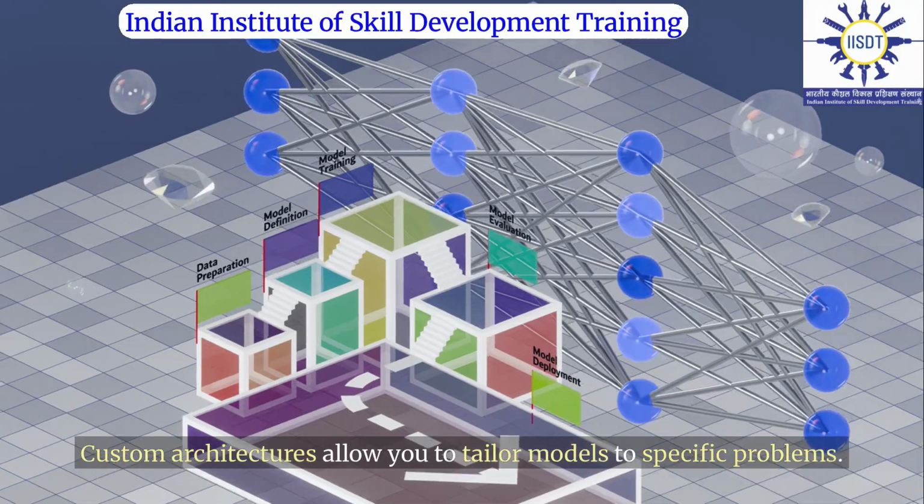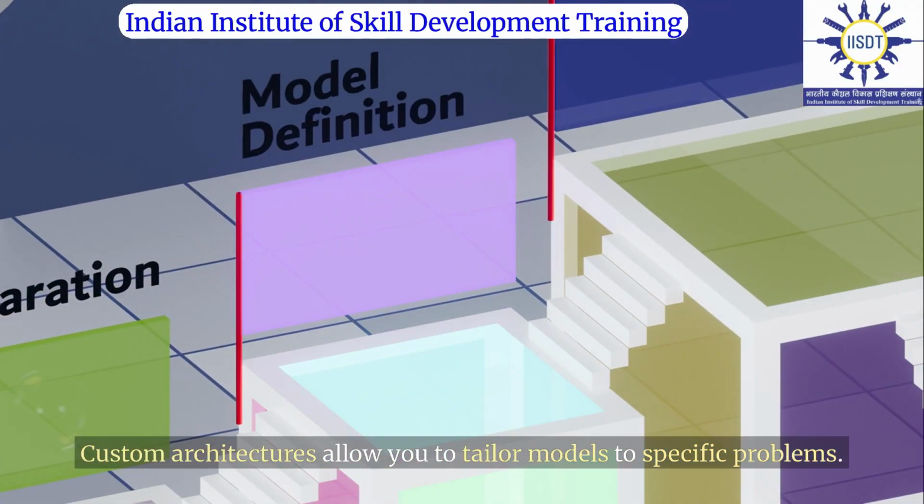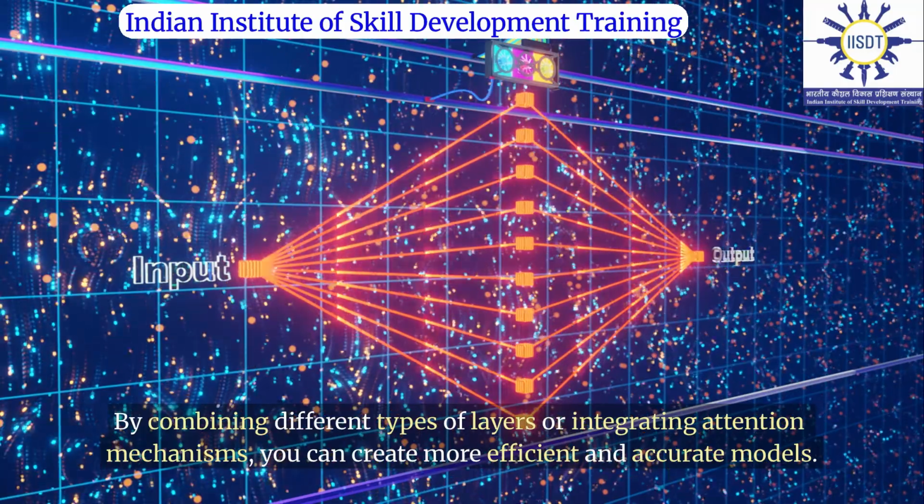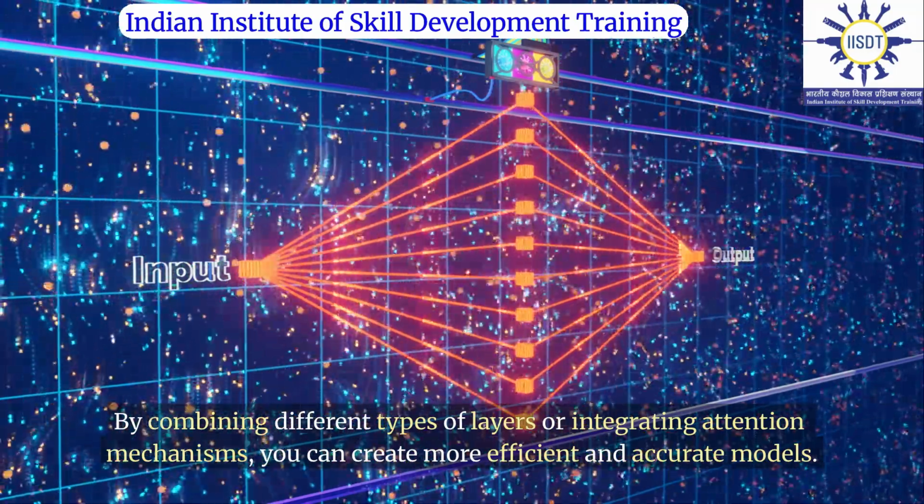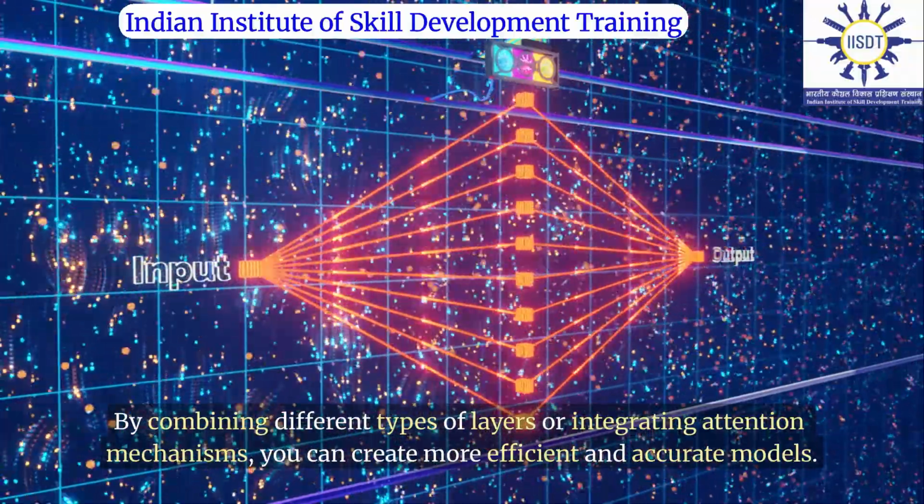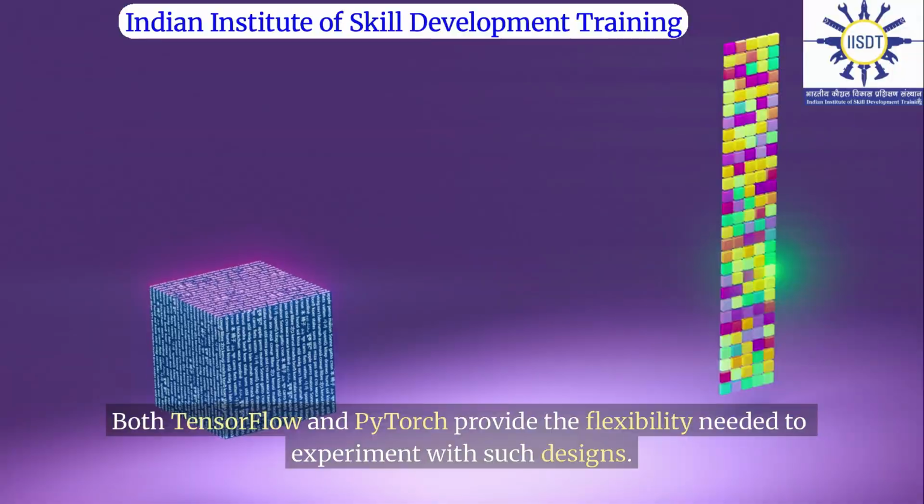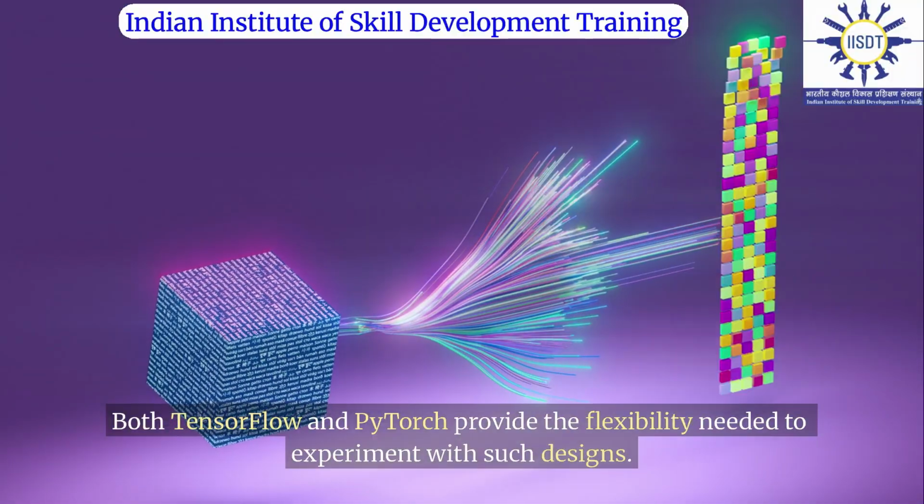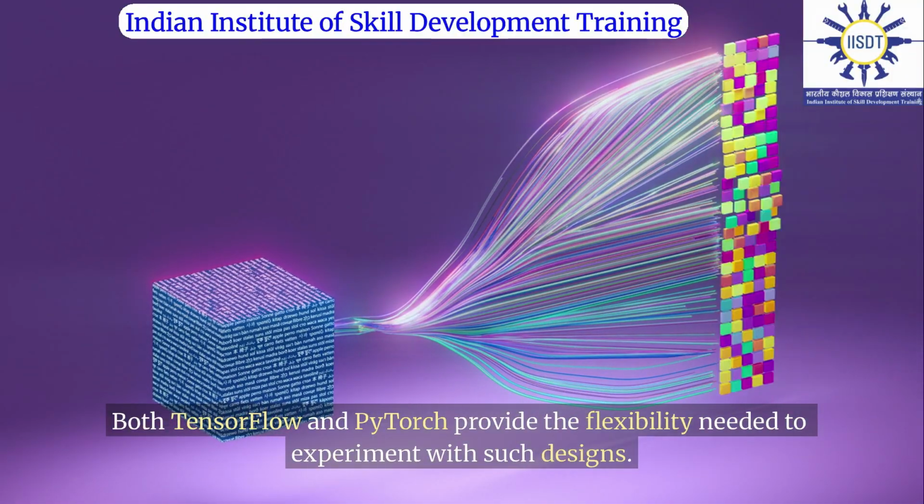Custom architectures allow you to tailor models to specific problems. By combining different types of layers or integrating attention mechanisms, you can create more efficient and accurate models. Both TensorFlow and PyTorch provide the flexibility needed to experiment with such designs.